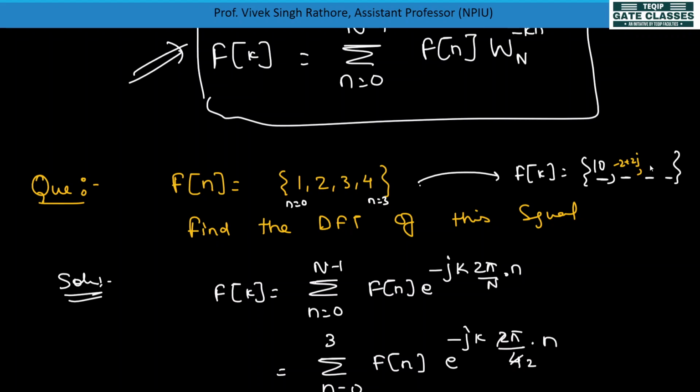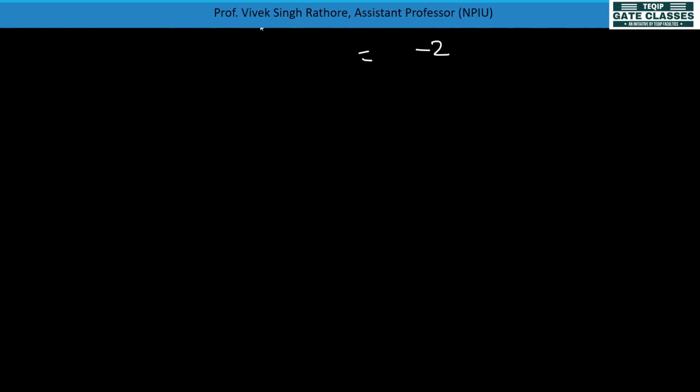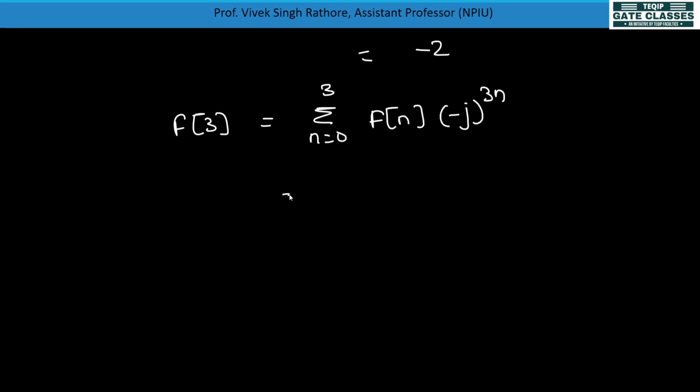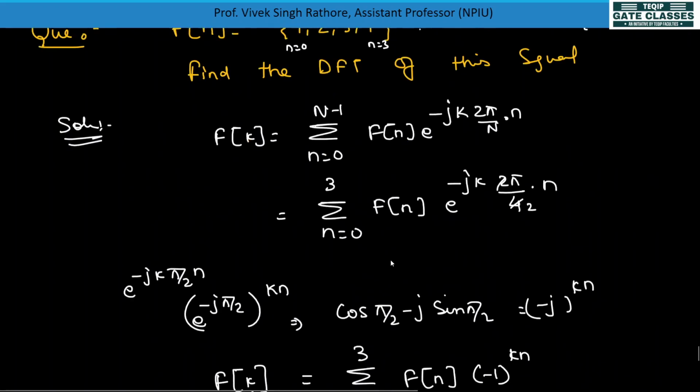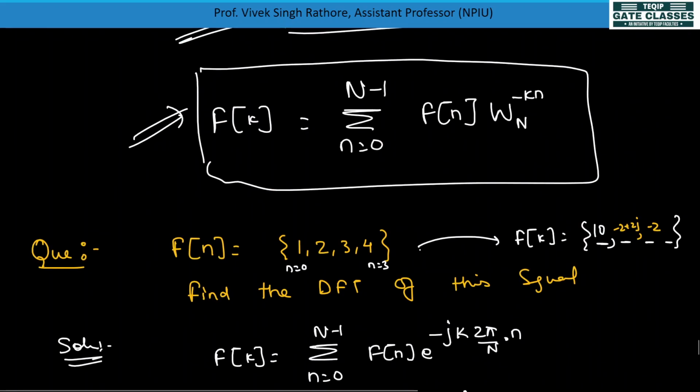Okay, next value that came is minus 2. The last value is nothing but f of 3. So f of 3 value will be the sum for n equal to 0 to n minus 1, so n is equal to 3, f of n is there, and minus j to the power 3n is there. If you put the values and calculate, you will get minus 2 minus 2j, this value you will get. So ultimately you have got the answers. The next value f of 3 will be minus 2 minus 2j.